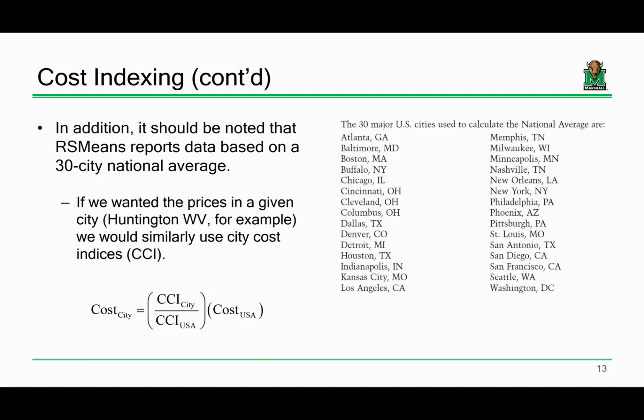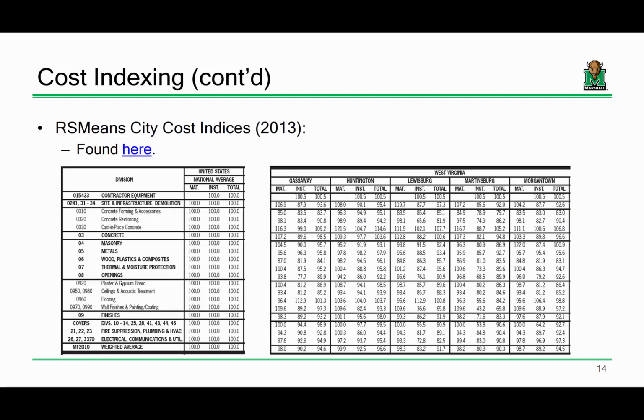So how do you normalize those prices to Huntington, West Virginia? Well, it's the same process. You would normalize city costs. You take the ratio of the city cost index for your location divided by the city cost index for the national average. Now, the national average city cost index is usually based off 100, so the computation is pretty easy.